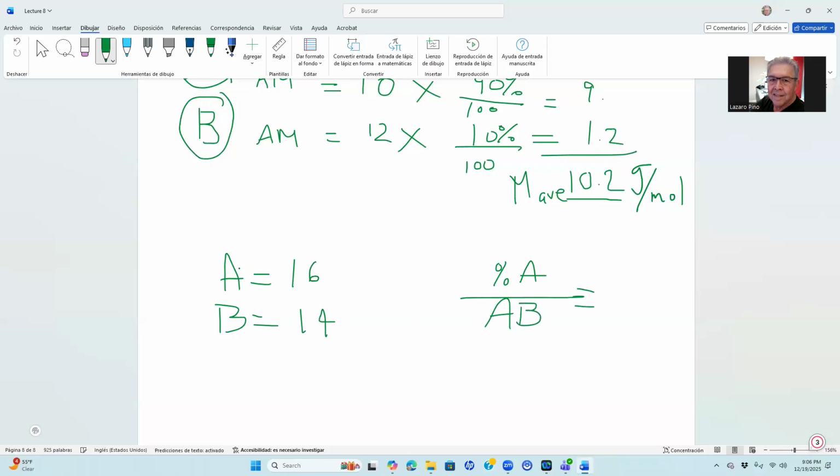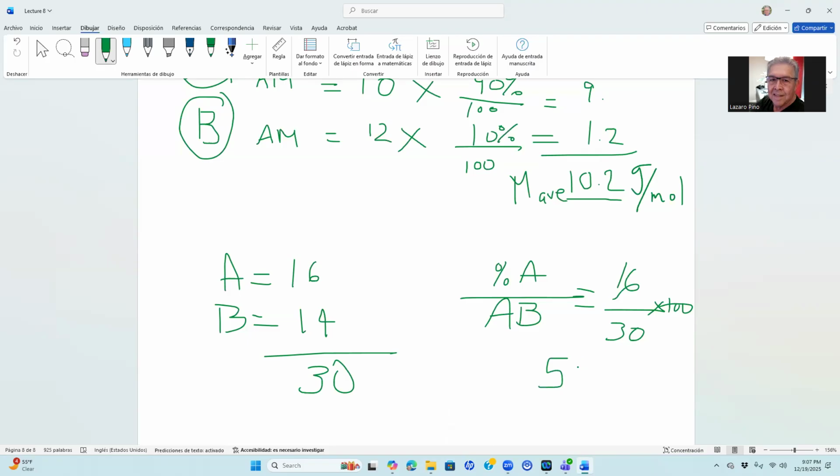Then you say, what is the atomic mass of A? 16. And what is the total atomic mass? It is 30. Then you divide and you multiply, of course, by 100. So 16 divided by 30 times 100 is 53%.